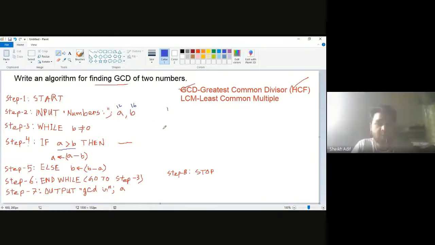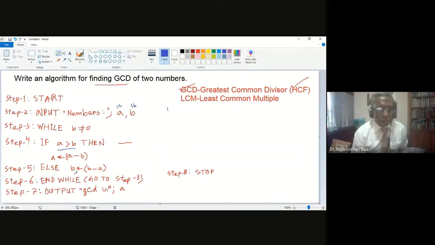No. Then it will come here. So it will come here means what? The new B will be calculated. So new A is 12, it is okay, and the new B will be B minus A. That means 16 minus 12. So 16 minus 12 is 4. So it is 4. And then it will go back to step 3 again.